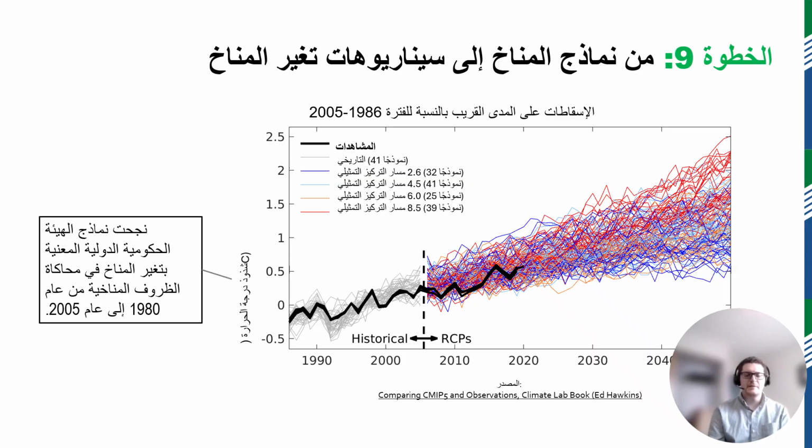Here we use different climate scenarios represented by the different color lines into the future. And we can see the observations that we have historically in the black line fall somewhere within the line of our future projections for any of the scenarios.